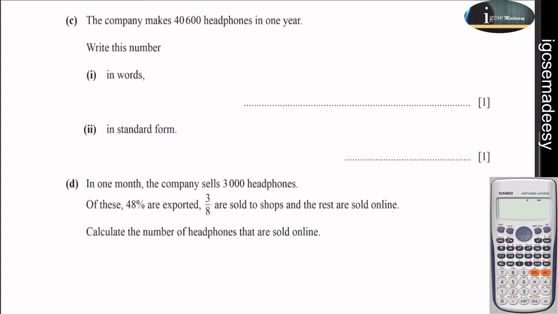Part C. The company makes 40,600 headphones in 1 year. Write this number in words. Usually they will ask you for numbers like 40,000 and so on, because students make mistakes in the spelling of 40. They will write FOUR, but it is not FOUR, it is FORTY. FORTY THOUSAND, SIX HUNDRED. So make sure that you write the spelling correctly for 40.